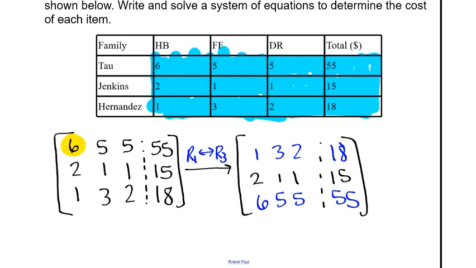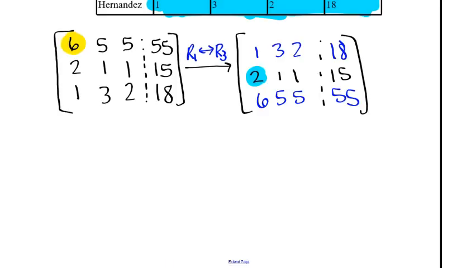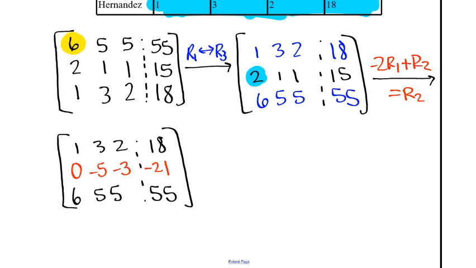Now, at all points in our mission, we always want to continue on with the operation. The operation avoid fractions. My next step is I want that 2 to be a 0. So if we look to see how we can make that 2 be a 0, we can multiply that top row by a -2 and then add it to our second row in order for that to eliminate. Our resulting matrix is going to look like this.